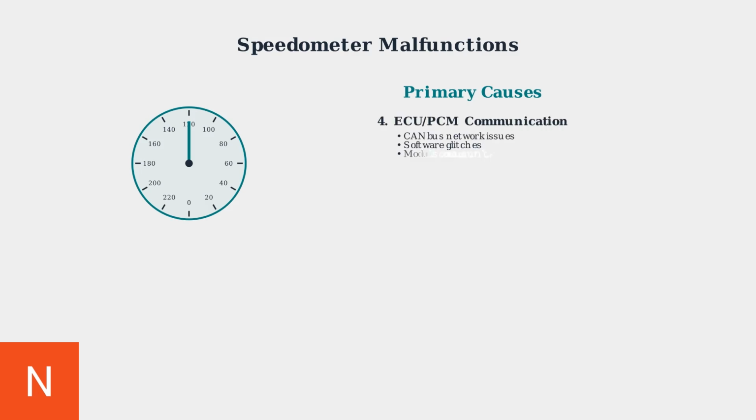Finally, ECU and PCM communication errors. Modern vehicles use CAN bus networks to share data between modules. Software glitches or network communication failures can disrupt speedometer operation.